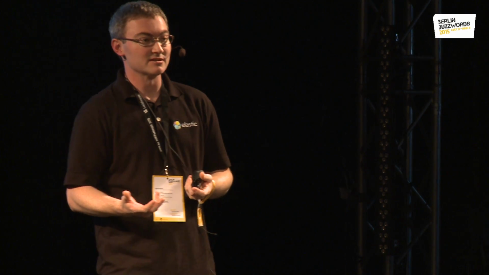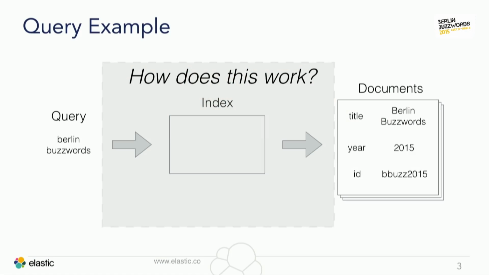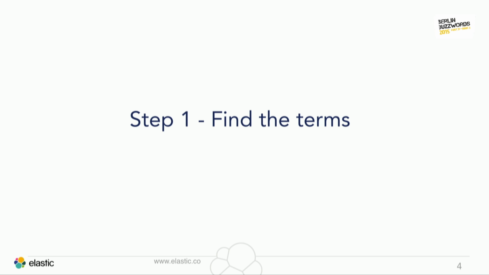So to understand compression, what we're going to do is go through an example query. When we're running a query, we're going to have to decompress some things. So let's go through this query part. We pass a query through, we're going to get documents back. What does that look like? First of all, we need to find the terms. Our query is going to be Berlin Buzzwords, and so we need to find what documents contain the word Berlin and what documents contain the word Buzzwords.